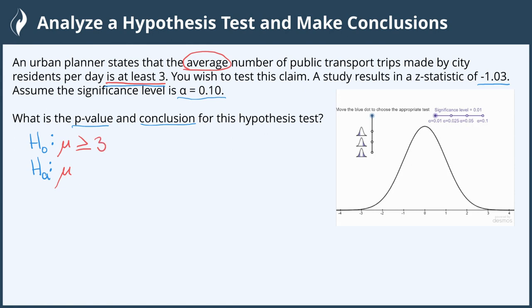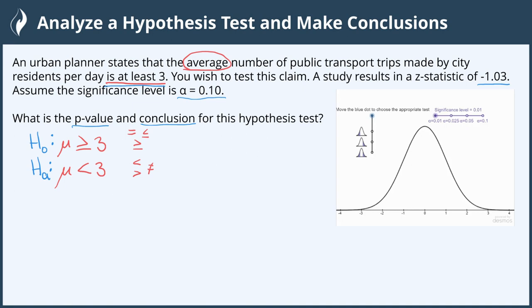When we have an inequality combined with an equal sign, this must go in the null hypothesis, because a null hypothesis must have an equal sign, whether it's equal, or less than or equal, or greater than or equal. An alternative hypothesis will have a less than, greater than, or not equal to sign. So our alternative hypothesis will be the opposite of our null. Since it is at least 3, that means it is greater than or equal to 3. So our alternative hypothesis is the opposite, which is less than 3.